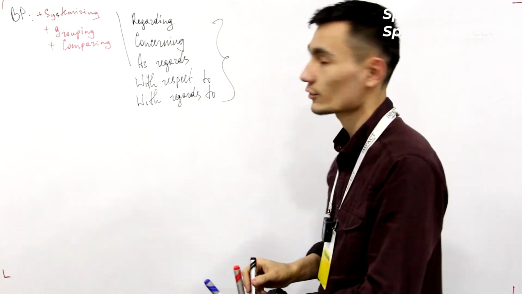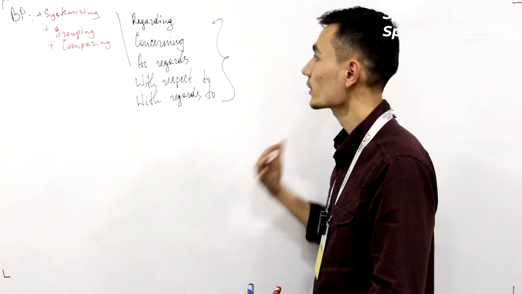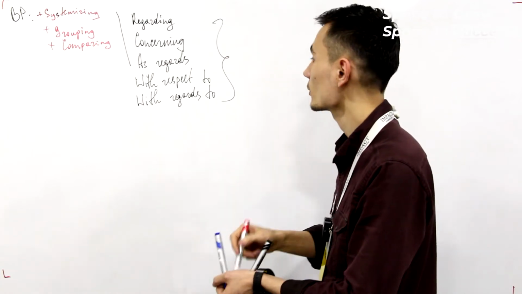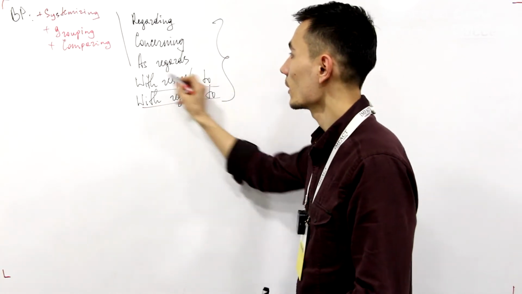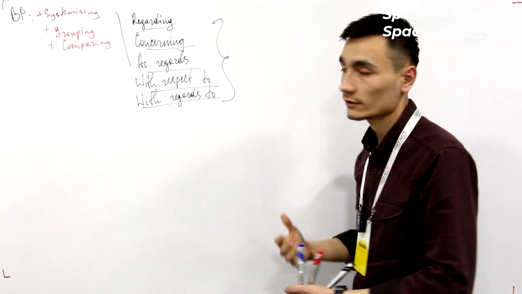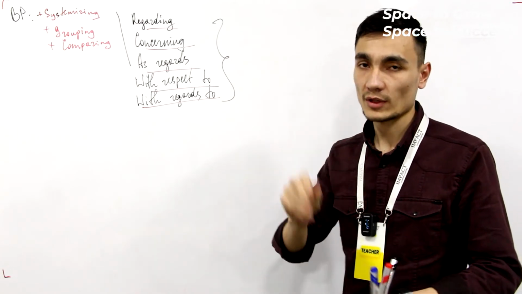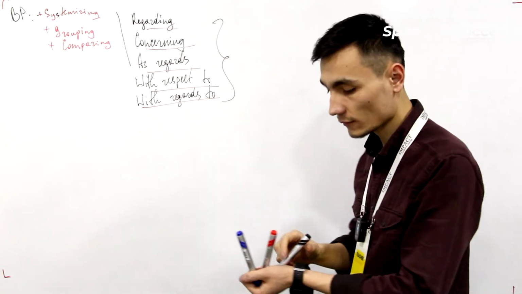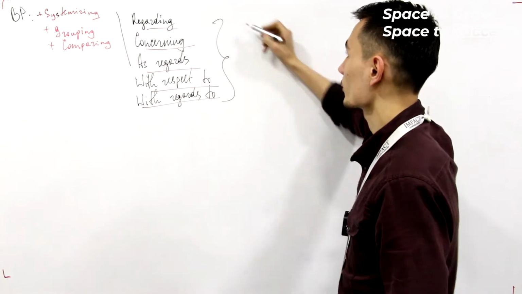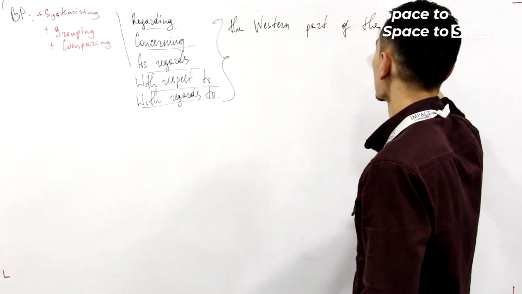So we use the structures, as you know, like it's the third time that I'm explaining it to you: regarding, concerning, as regards, with respect to, with regards to, and we just continue. So here, what we have to write is the location of the map, or the part of the map that we want to describe, which is the western part, right? The western part of the island.